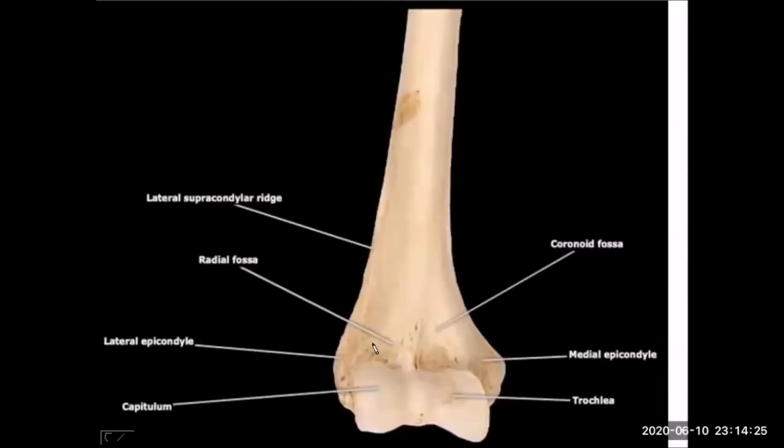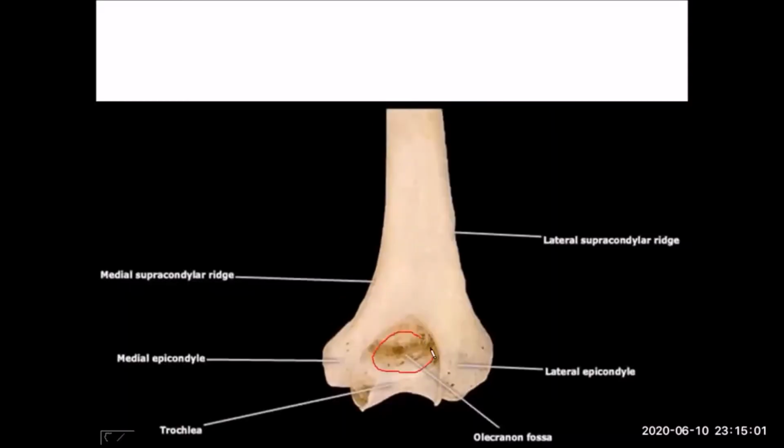And here's now a closer look at the distal end. So we'll start here with the trochlea again. And the lateral bulge remaining there is the capitulum. On either side of each of those, there's a lateral epicondyle versus the medial epicondyle. Here we can see that shallow depression of the coronoid fossa on the anterior side. And on the posterior side, the deeper depression, the olecranon fossa.